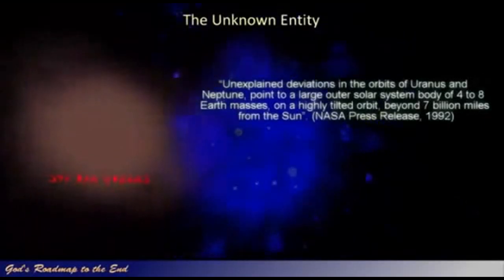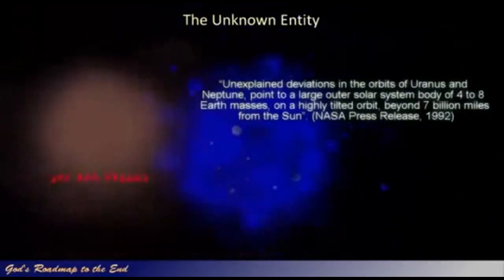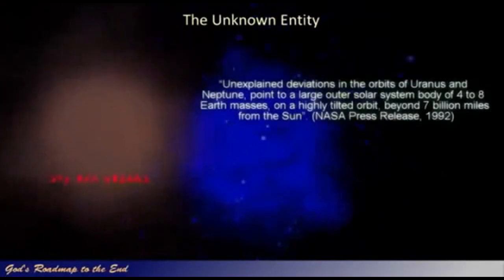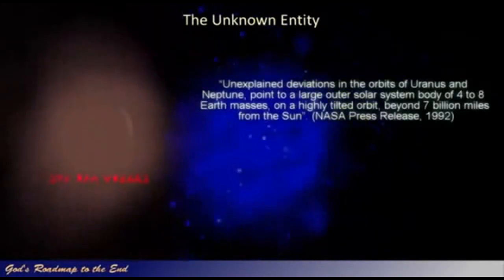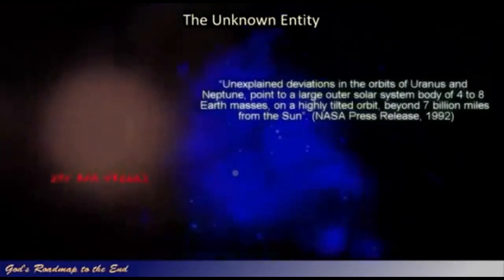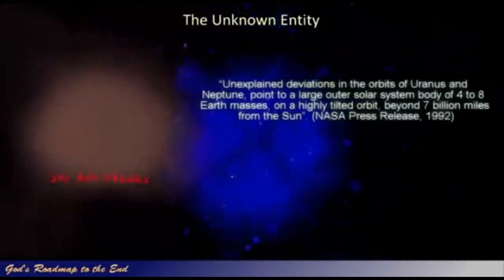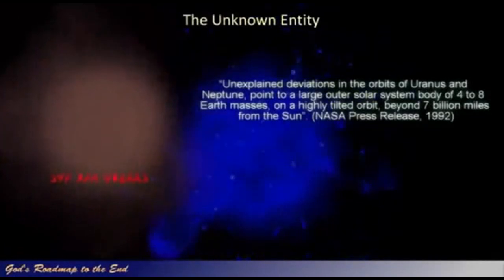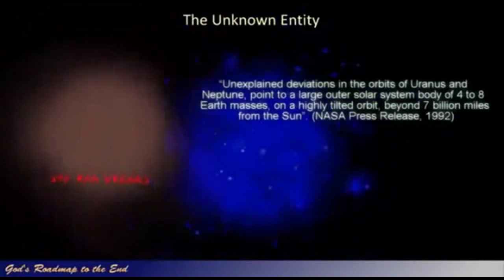This release provides a little more information with respect to the possible size and the orbit of this object. In addition, we notice that the distance between this object and the Sun, at this point, is estimated to be beyond 7 billion miles away. This would indicate a definite decrease in distance over the 9 years between the two press releases.